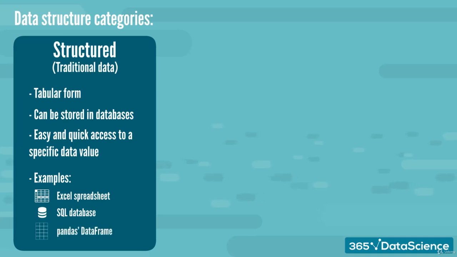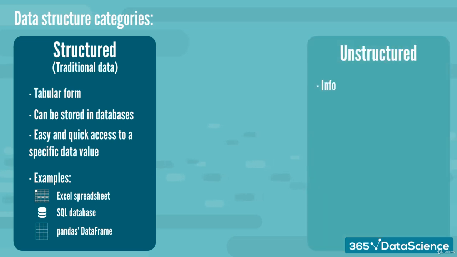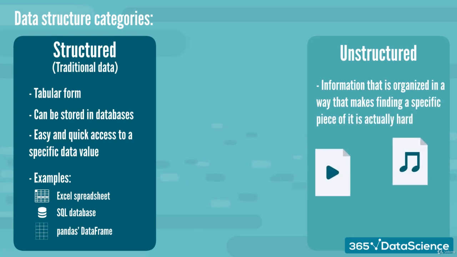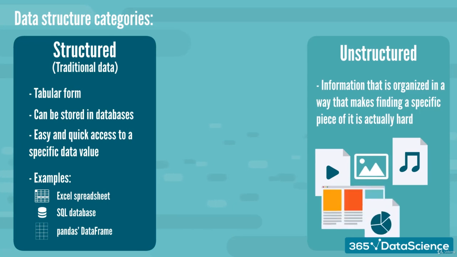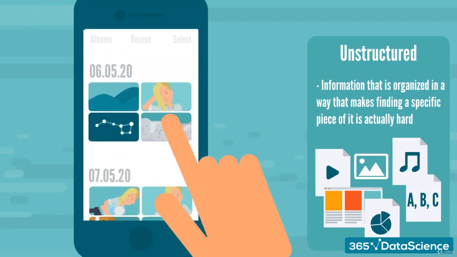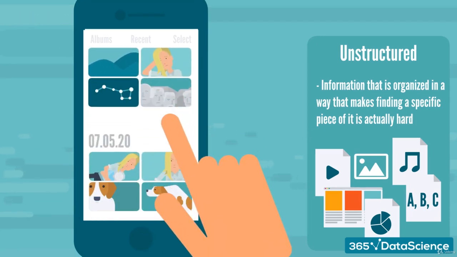data frame. That said, you will be right to think that if there is structured data, there will be unstructured data as well. Unstructured data refers to information that is organized in a way that makes finding a specific piece of it actually hard. Here we are talking about formats like video, audio, photos, presentations, web pages, text, and more. Just think about looking for a photo on your phone. You can only have your photos ordered by date of creation. The rest is your will to find that photo.